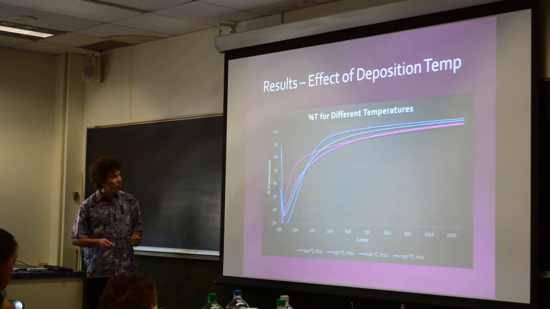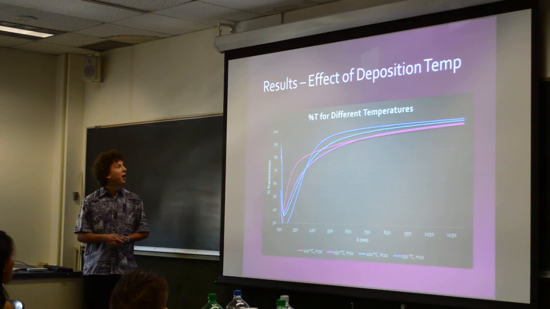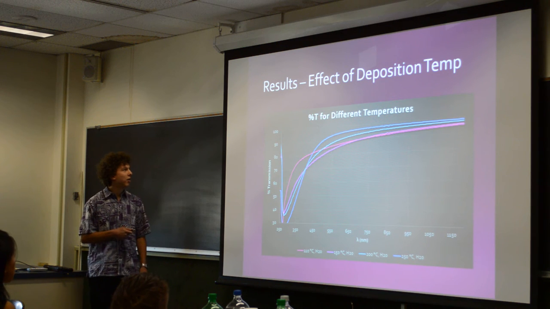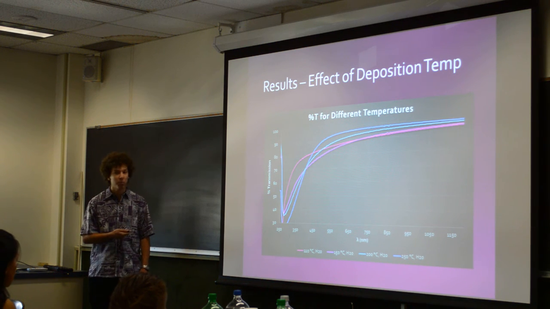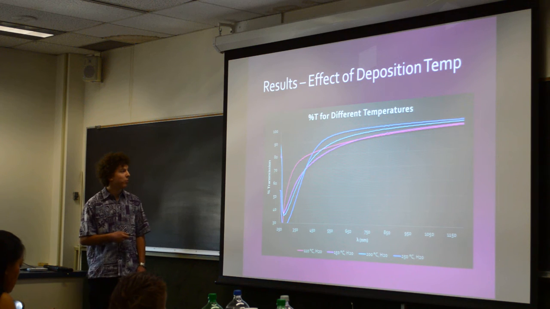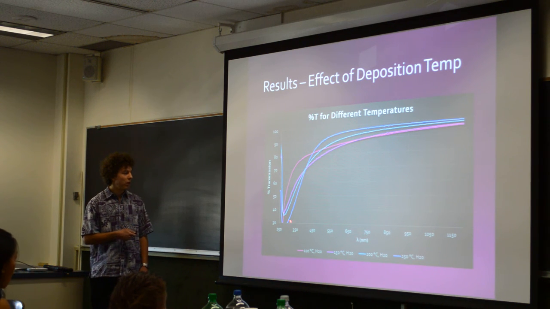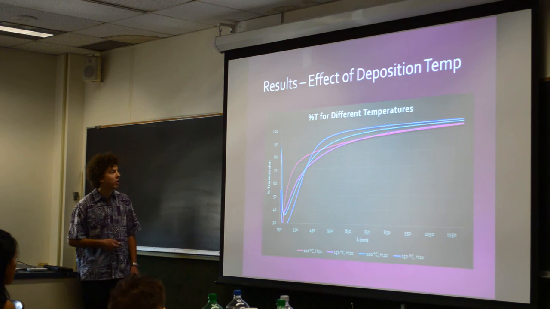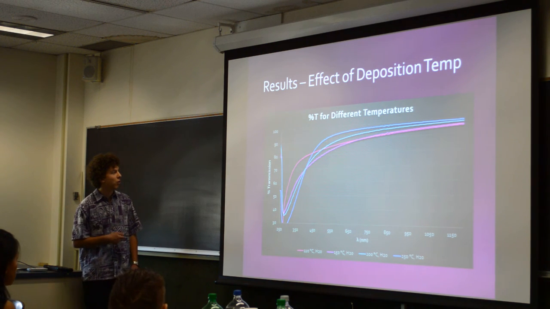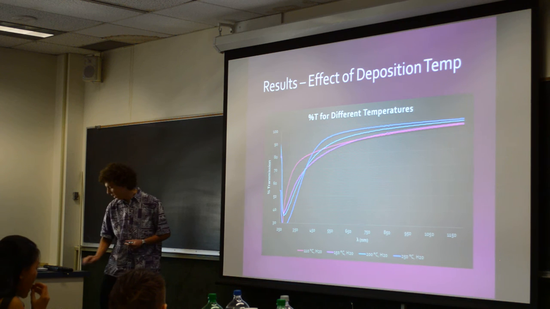So we have some pretty cool results so far. This is the effect of deposition temperature on transmission. So we want a high transmission, and as you can see, as we go up with substrate temperature, we get higher transmissions, especially above about 400 nanometers. So that's a good find.